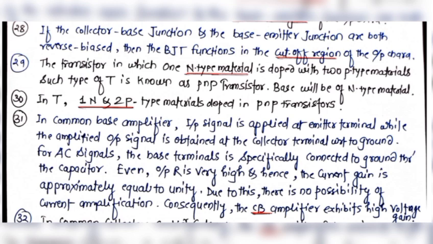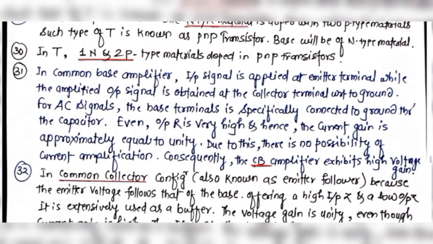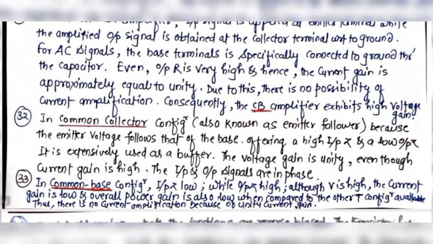In common base amplifier, input signal is applied at emitter terminal while the amplified output signal is obtained at the collector terminal. With respect to ground, for AC signals, the base terminal is specifically connected to the ground through the capacitor. Output resistance is very high and hence the current gain is approximately equal to unity. Due to this, there is no possibility of current amplification. Consequently, the CB amplifier exhibits high voltage gain.